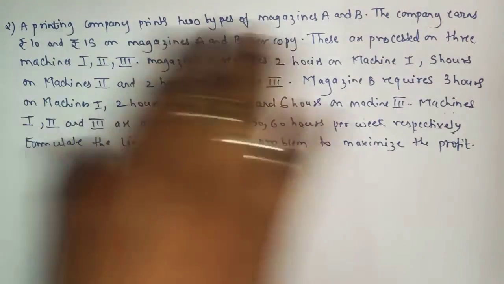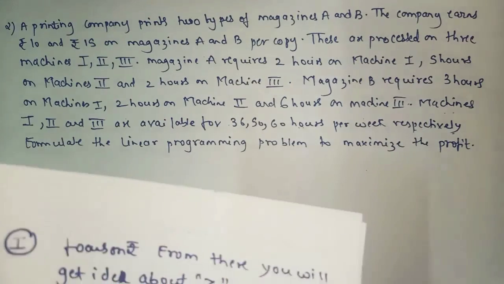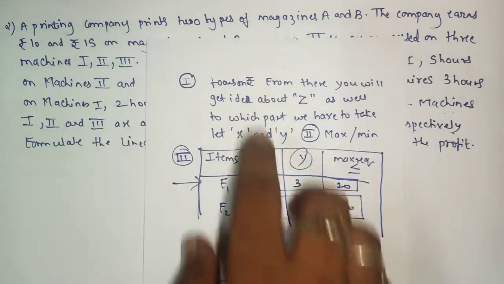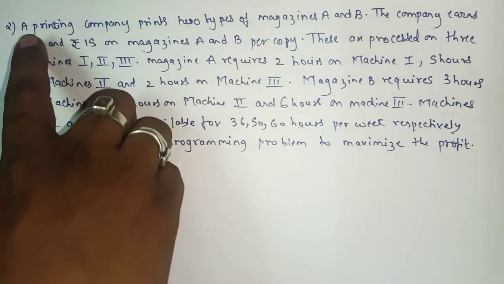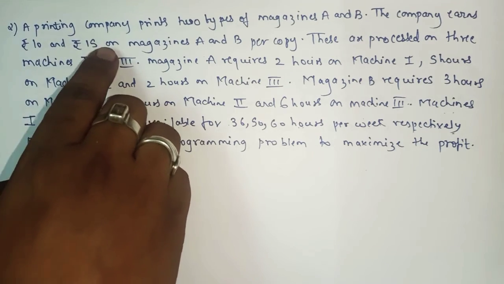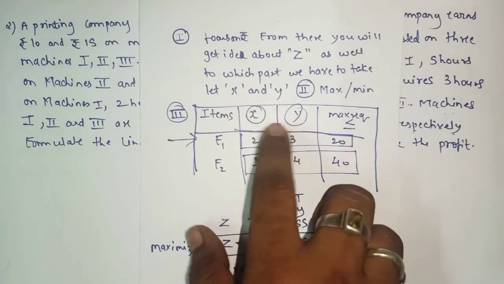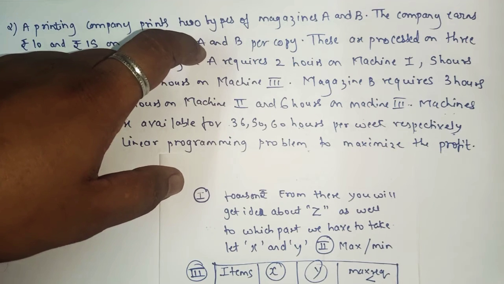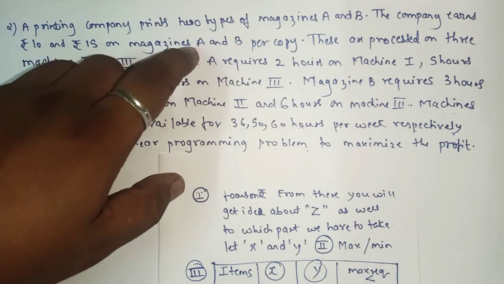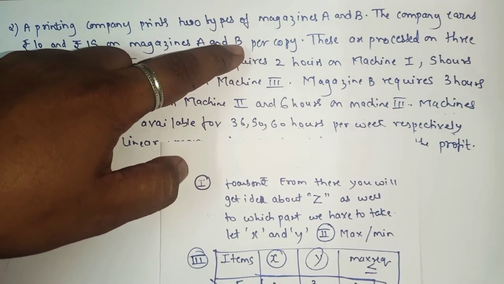So again the sum, it is very big, the question is very big, so no need of reading each and every sentence, just simply focus on rupees. From there you will get the idea about z. As here clearly we can see that we have 10 rupees and 15 rupees on magazine A and magazine B. So here we got the idea about x and y. For magazine A we will take x and for magazine B we will take y, yes or no?